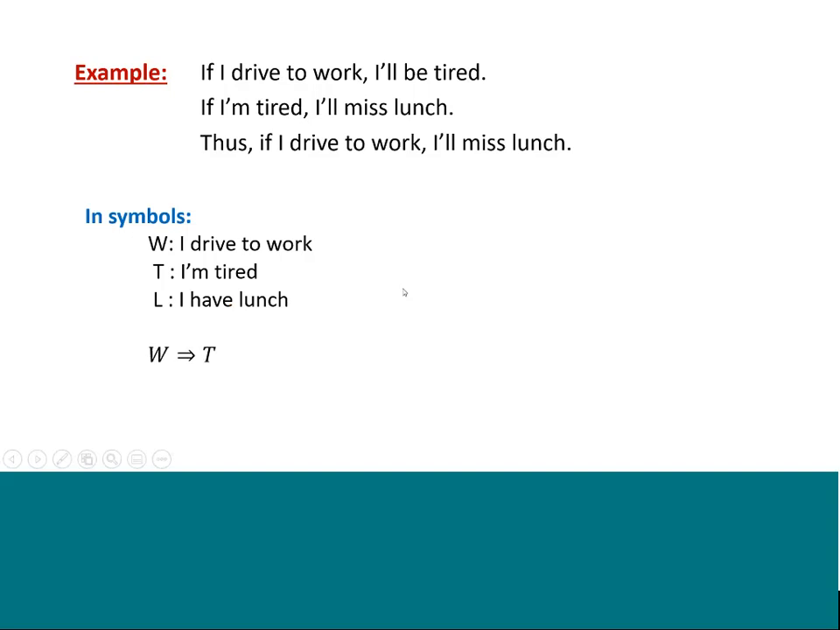The first one would be an if-then statement. So if I drive to work, then I'll be tired. So in symbols, if W, then T. The second one would be if I'm tired, so if T, then not lunch. So I don't get lunch. And then for the conclusion, it will be if W, then I miss lunch. So notice that would then be the way to put it together into sentences.